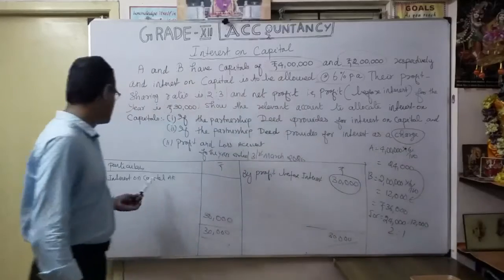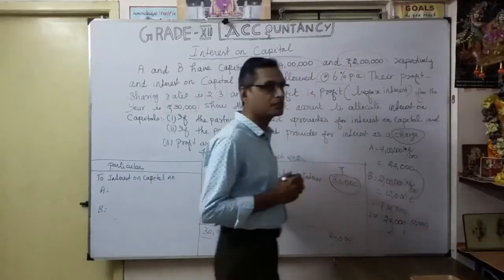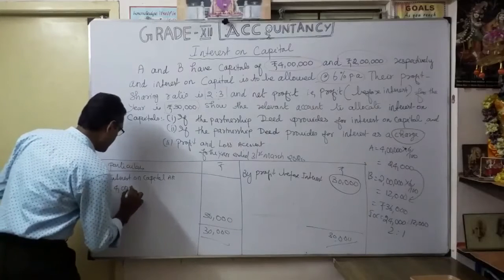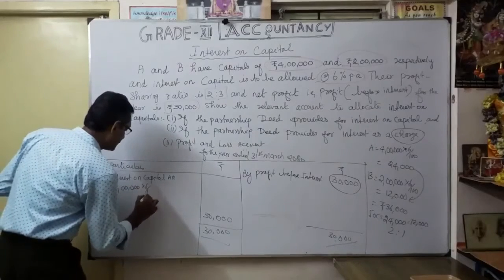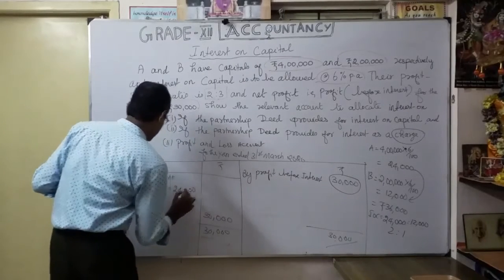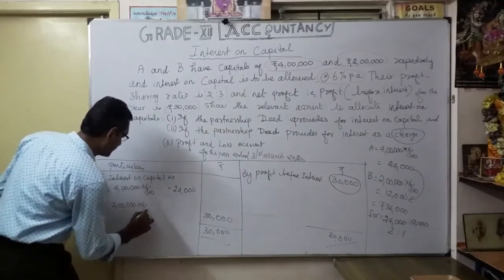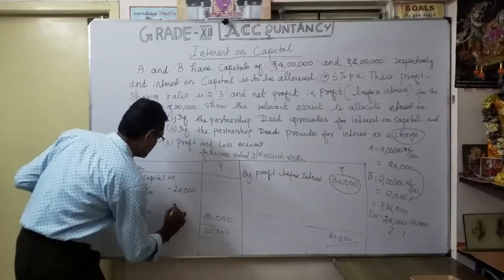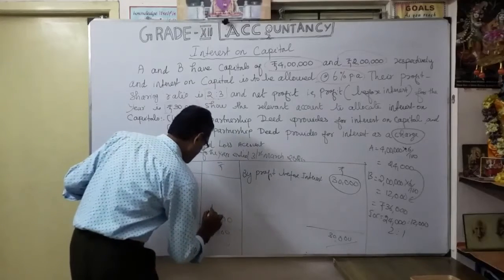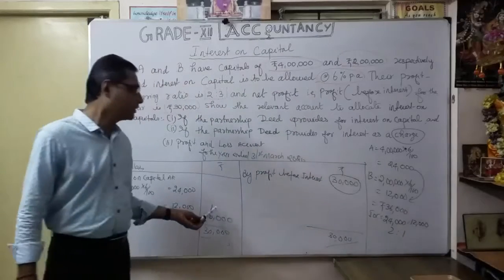But here the interest on capital you show as it is. How much? 24,000. Directly you can make it: 4 lakhs into 6/100, so 24,000. Similarly, 2 lakhs into 6/100, how much? 12,000. Totally 36,000, isn't it? Now see, here the interest on capital is more than the profit.